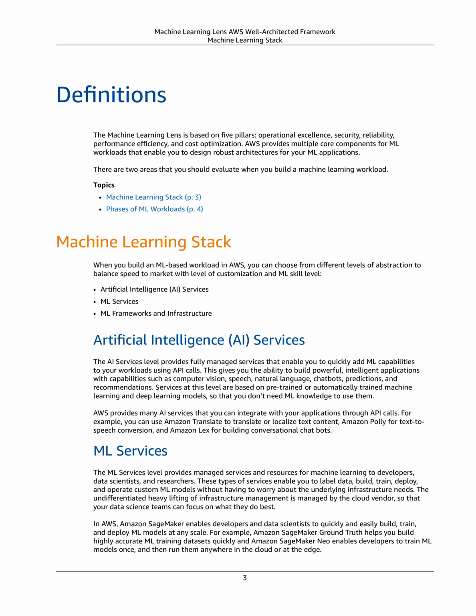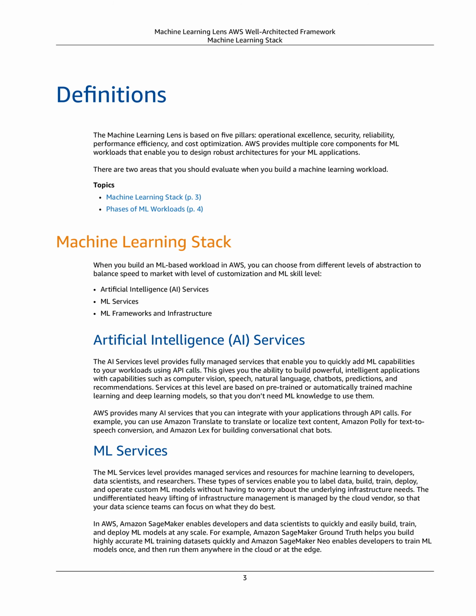AWS provides multiple core components for ML workloads that enable you to design robust architectures for your ML applications. There are 2 areas that you should evaluate when you build a machine learning workload. Machine learning stack. When you build an ML-based workload in AWS, you can choose from different levels of abstraction to balance speed to market with level of customization and ML skill level.